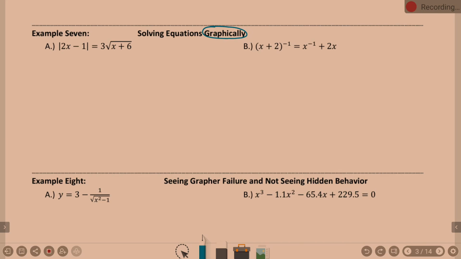Now, with that in mind, the book usually specifically states something, and I'm trying to think of how their wording is. Solve the equation graphically by converting it to an equivalent equation with 0 on the right-hand side. Okay, specifically 0 on the right-hand side. In all honesty, you could do it either way. Your graph looks different, though. That's just the only difference.